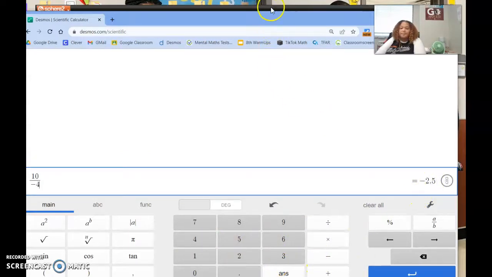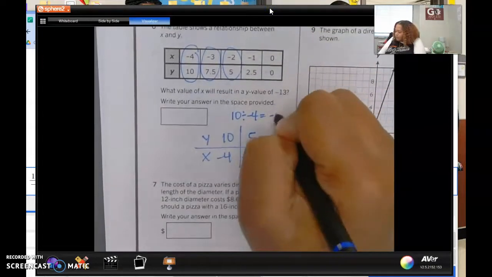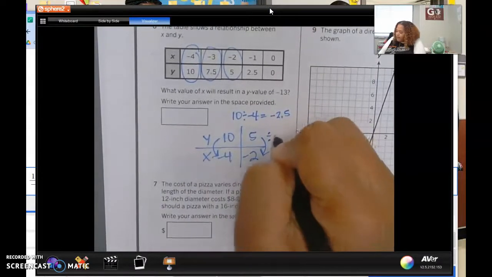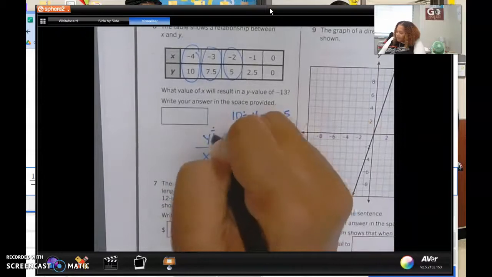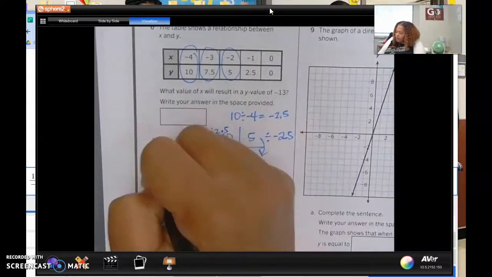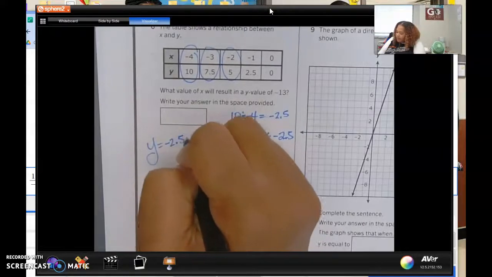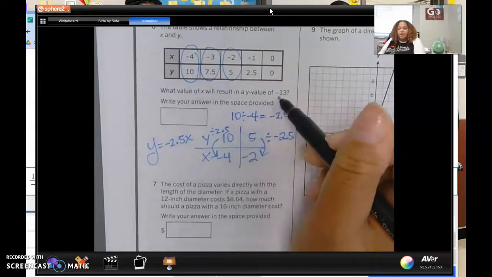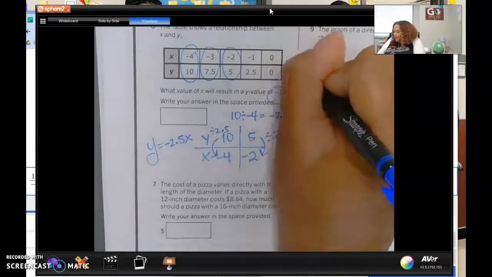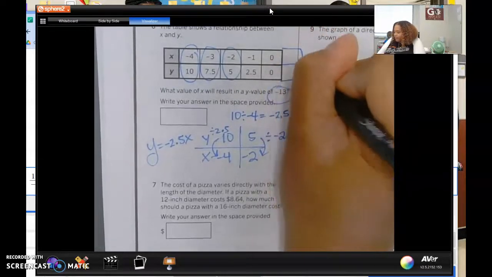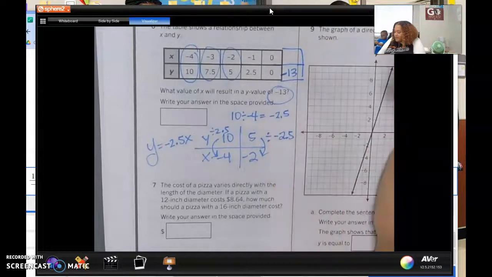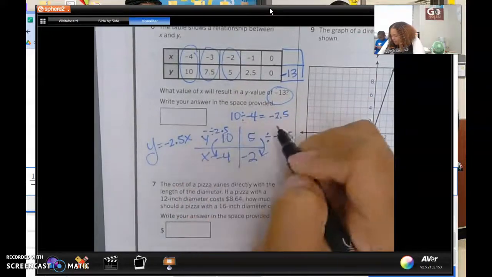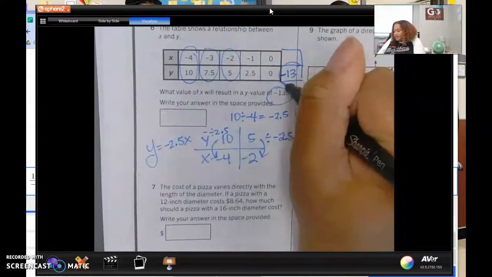I'm correct. Just checking my work. So then I'm going to divide both sides by negative 2.5. So y equals negative 2.5x. So then what value of x will result in a y value of negative 13? If I extend my table, I want my y to be negative 13. And in order to get from y to x, I must divide by negative 2.5. So I must do that to this number over here.